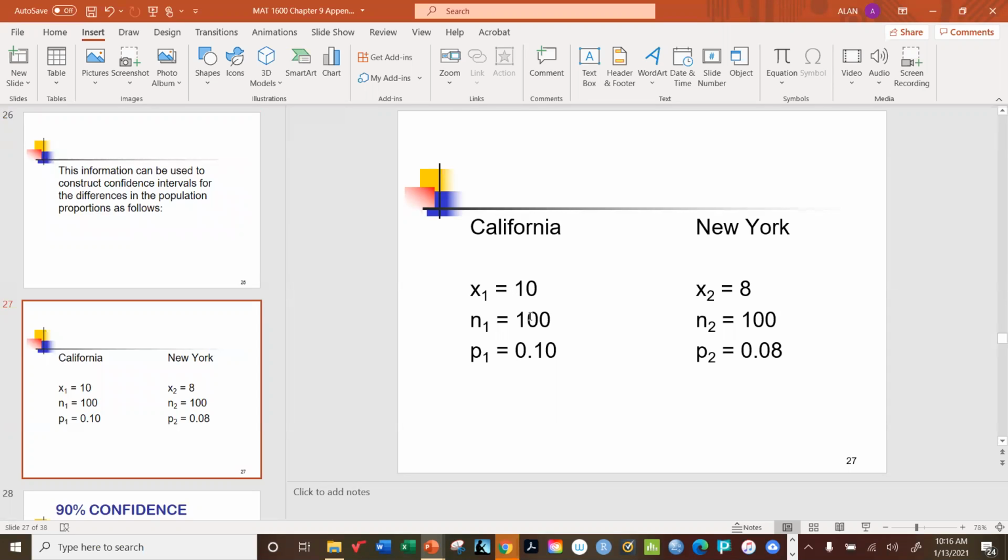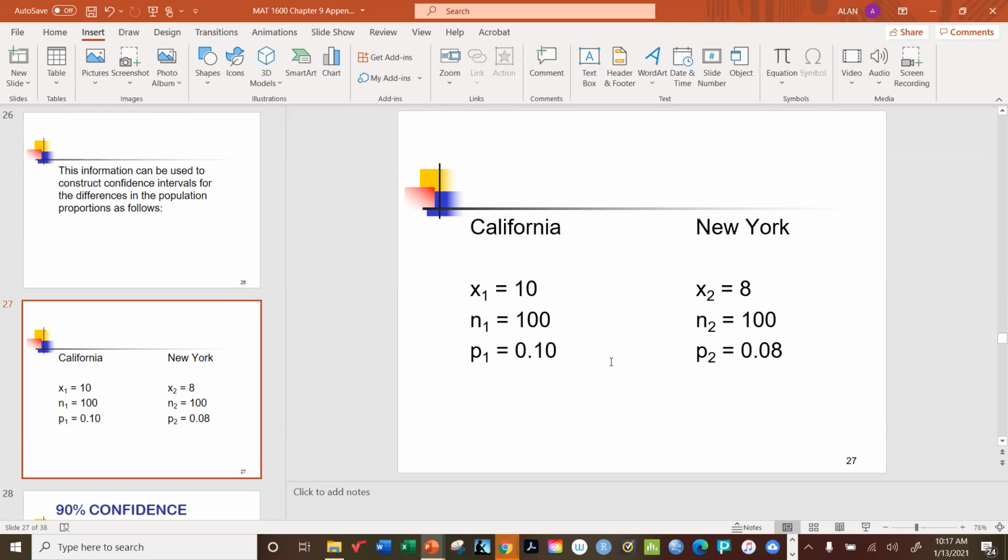So in California, 10 out of 100 are vegans, which means the sample proportion is 0.10. And in New York, 8 out of 100 are vegans, which means the proportion in New York is 0.08. Now, they're pretty close to each other. So the confidence interval is essentially going to give us the range of possibilities, because we know that these are just estimates. We do not know the true population proportions.